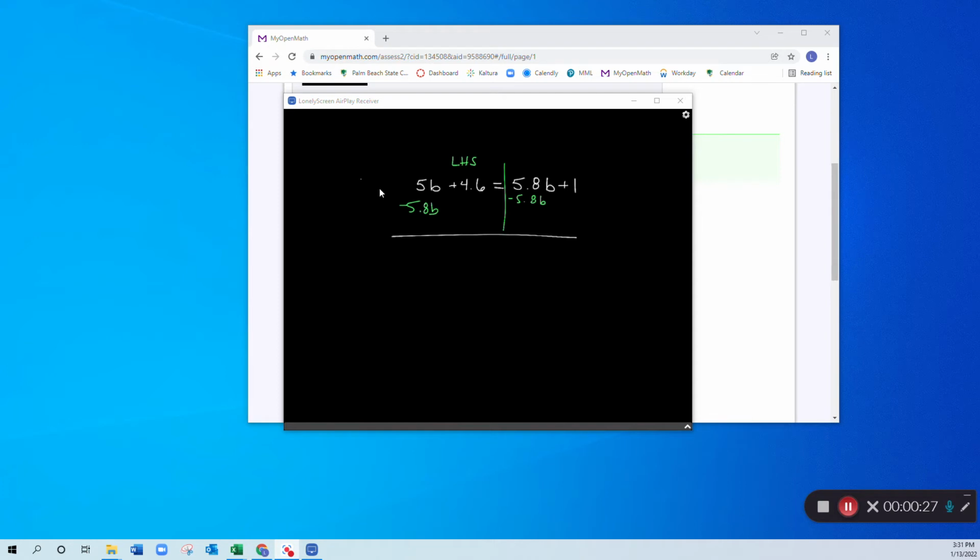When I do that, remember that 5 really is the same value as 5.0. So subtract both of those and you are left with negative 0.8b plus 4.6 is equal to 1. Now you want to go ahead and subtract 4.6 from both sides.